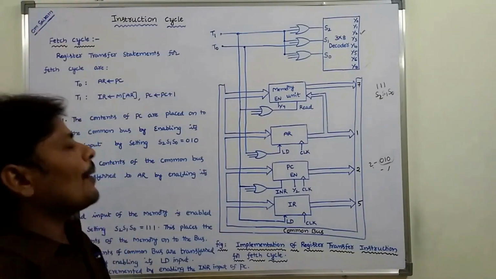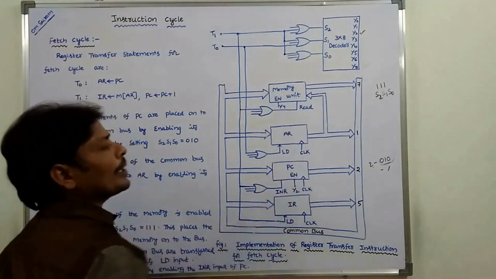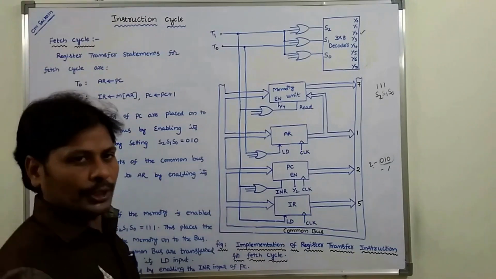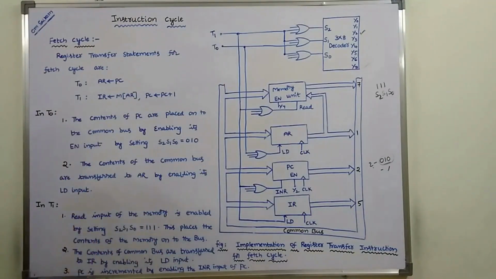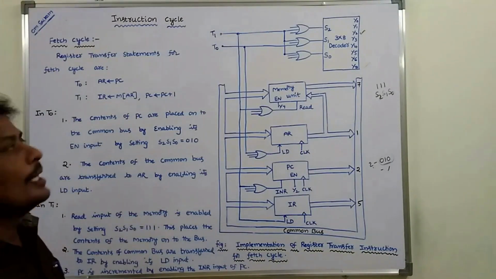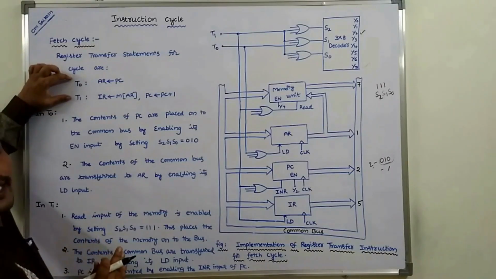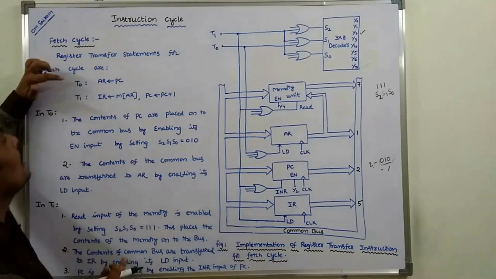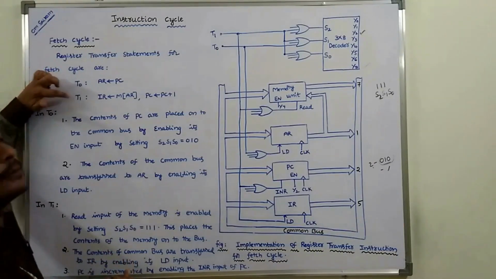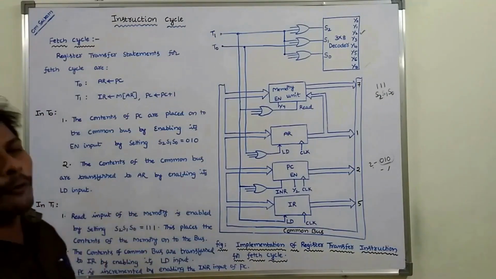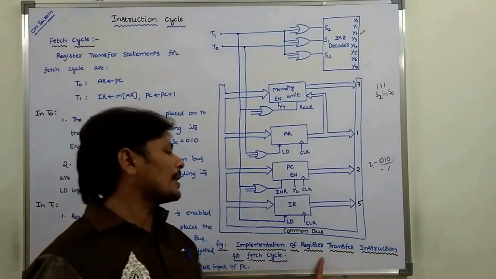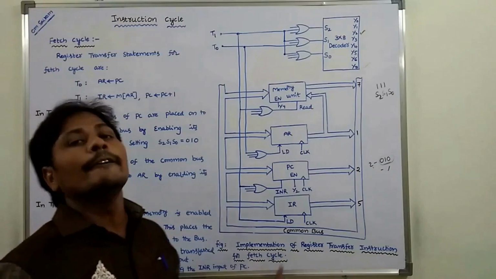After that, the PC value is incremented by 1 by enabling the INR input. So these three operations are done in the T1 timing signal. These two operations are done in the fetch cycle, in timing signal T0 and timing signal T1. Next we go for the decode phase. This diagram shows the implementation of register transfer instruction for the fetch cycle.